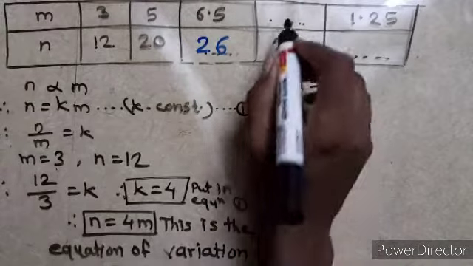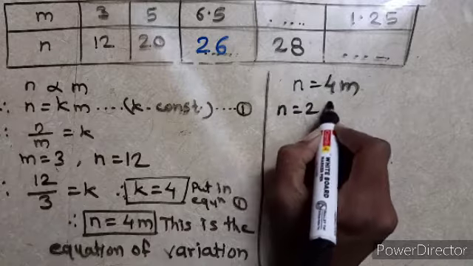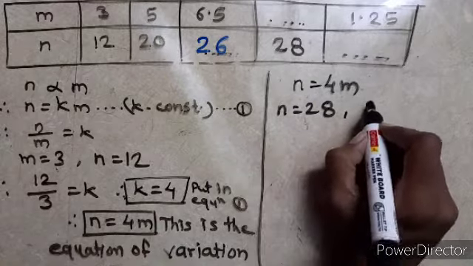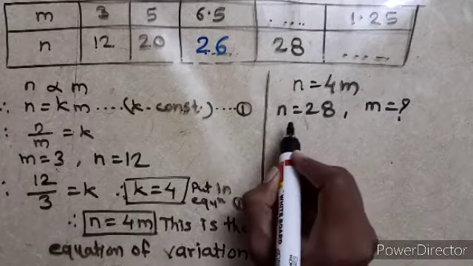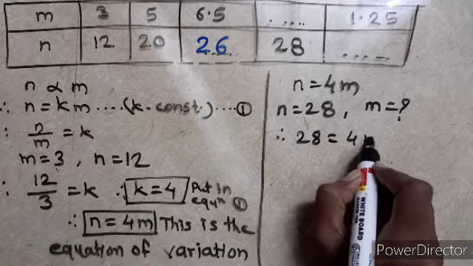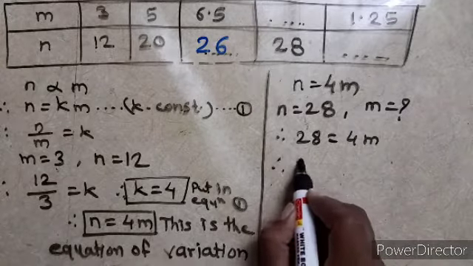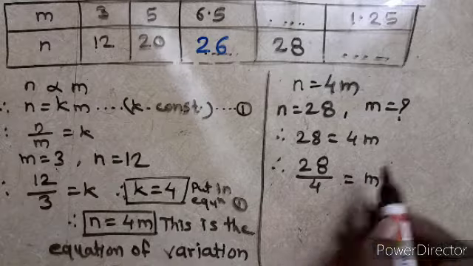What is given here? We have to calculate m. N is given as 28 and we have to find out m. So put this value in this equation and therefore 28 is equal to 4m. Therefore 28 divided by 4 is equal to m.